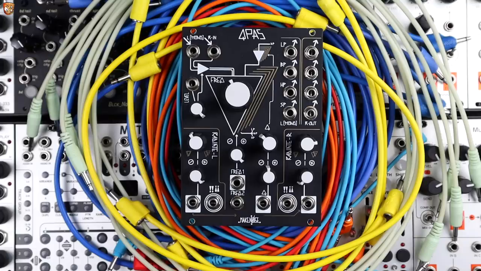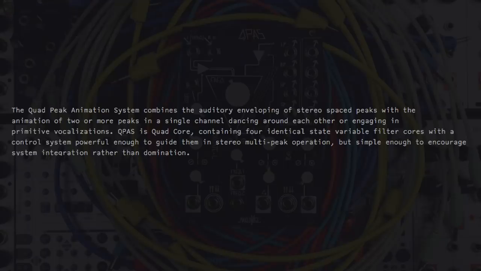So reading the Make Noise website, the quad peak animation system combines the auditory enveloping of stereo spaced peaks with the animation of two or more peaks in a single channel dancing around each other or engaging in primitive vocalizations. QPAS is quad core, containing four identical state variable filter cores with a control system powerful enough to guide them in a stereo multi-peak operation, but simple enough to encourage system integration rather than domination.